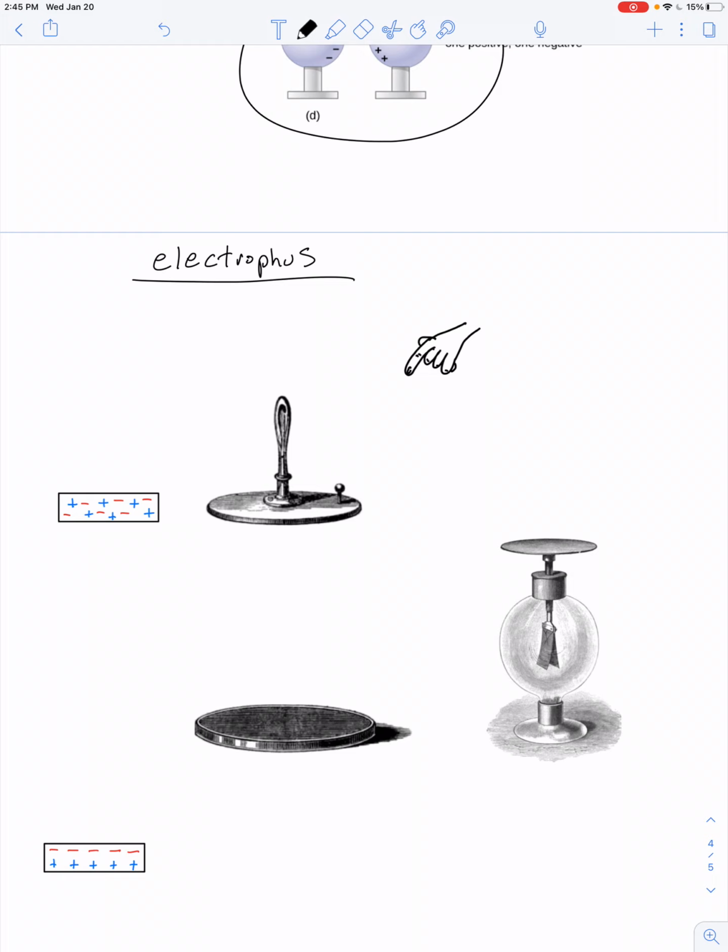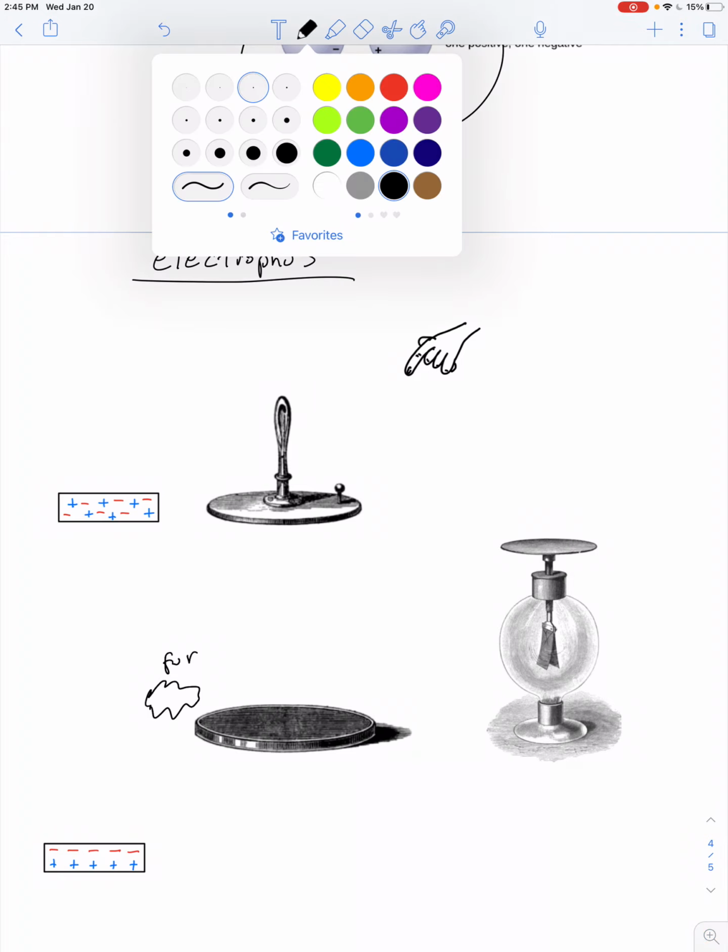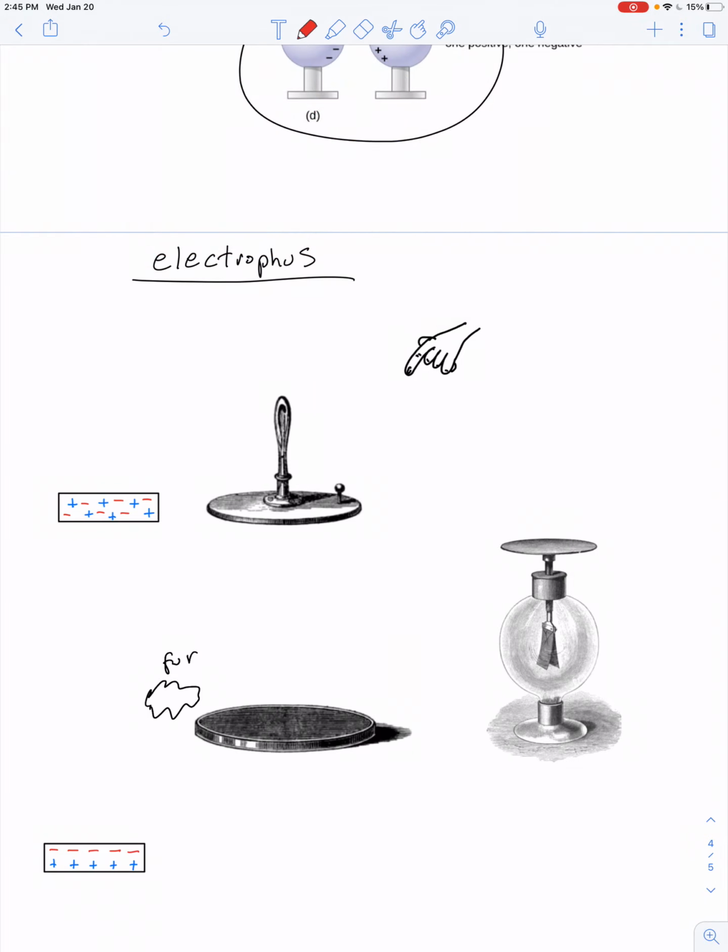Now, if we were to rub the acrylic base with some fur, then we can transfer electrons off of the fur and onto the acrylic. So in that part of the Electrophorus, charging by conduction takes place. The base overall is negatively charged if electrons were transferred off of the fur and onto the acrylic. So that's what we'll assume in this case, that the base overall has a negative charge to it.